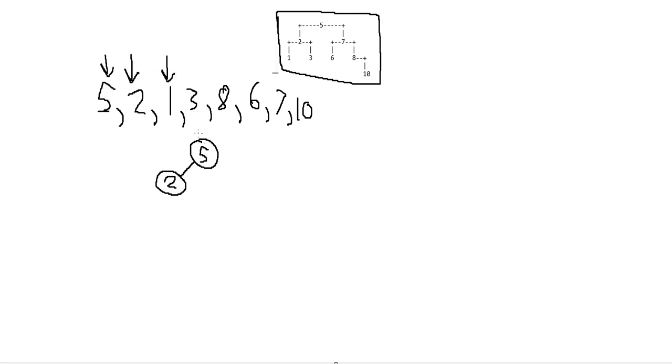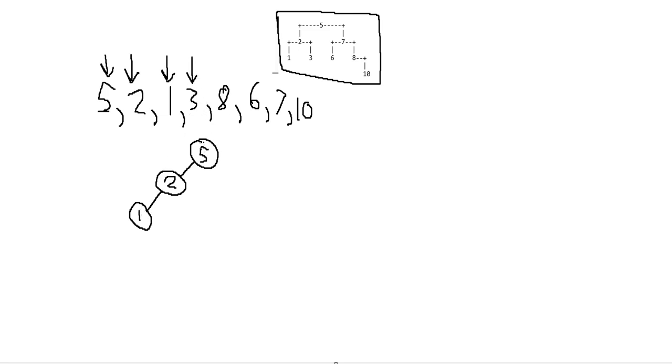Next we look at 1. We say, is 1 greater than or less than 5? 1 is less than 5, so it goes to the left subtree. And then again, we repeat the process with 2 now. We say, is 1 less than 2 or greater than 2? It's less than 2. And so the 1 goes to the left of 2, and it gets inserted as a new node because there is no node there.